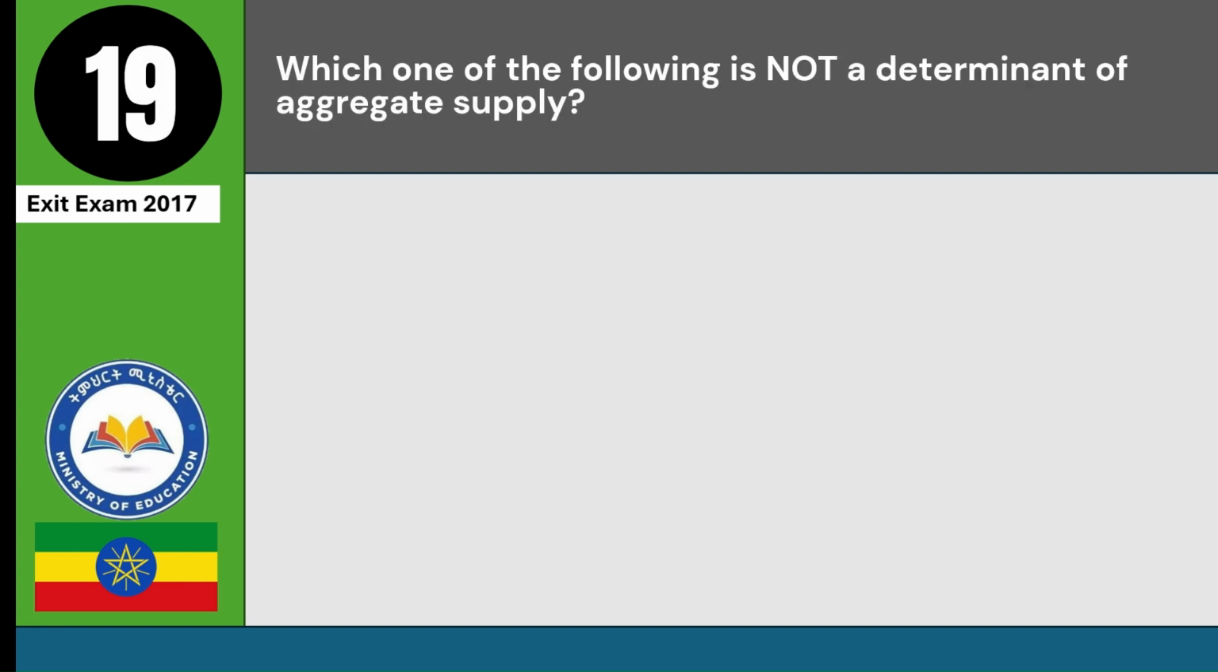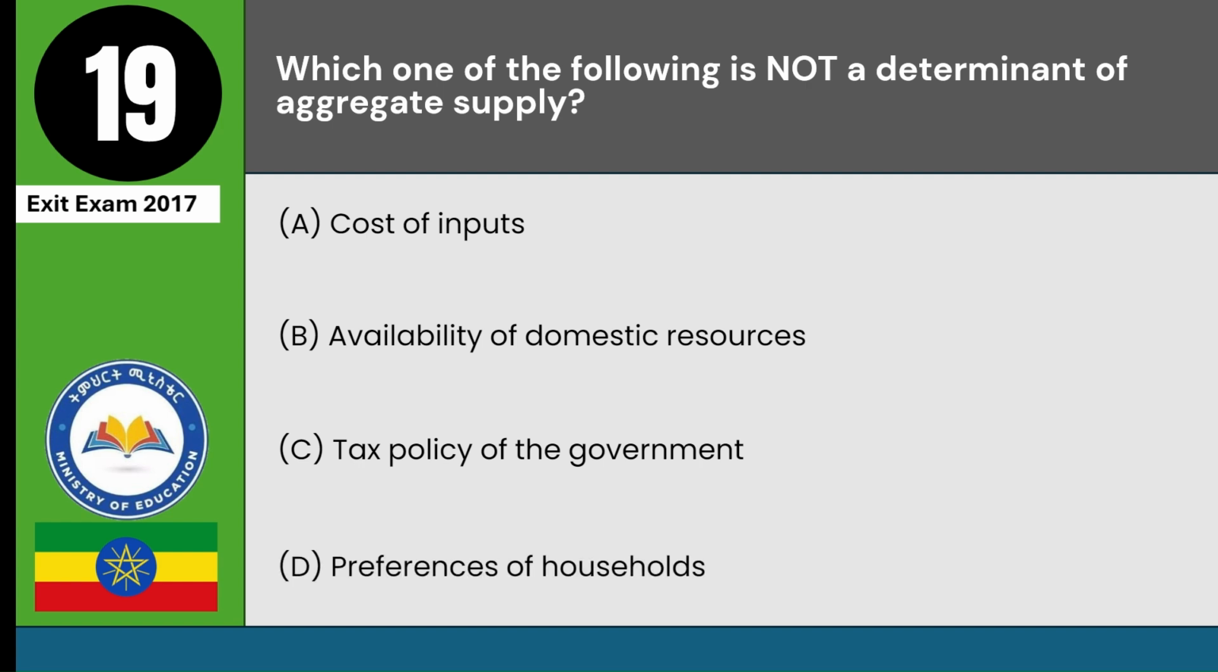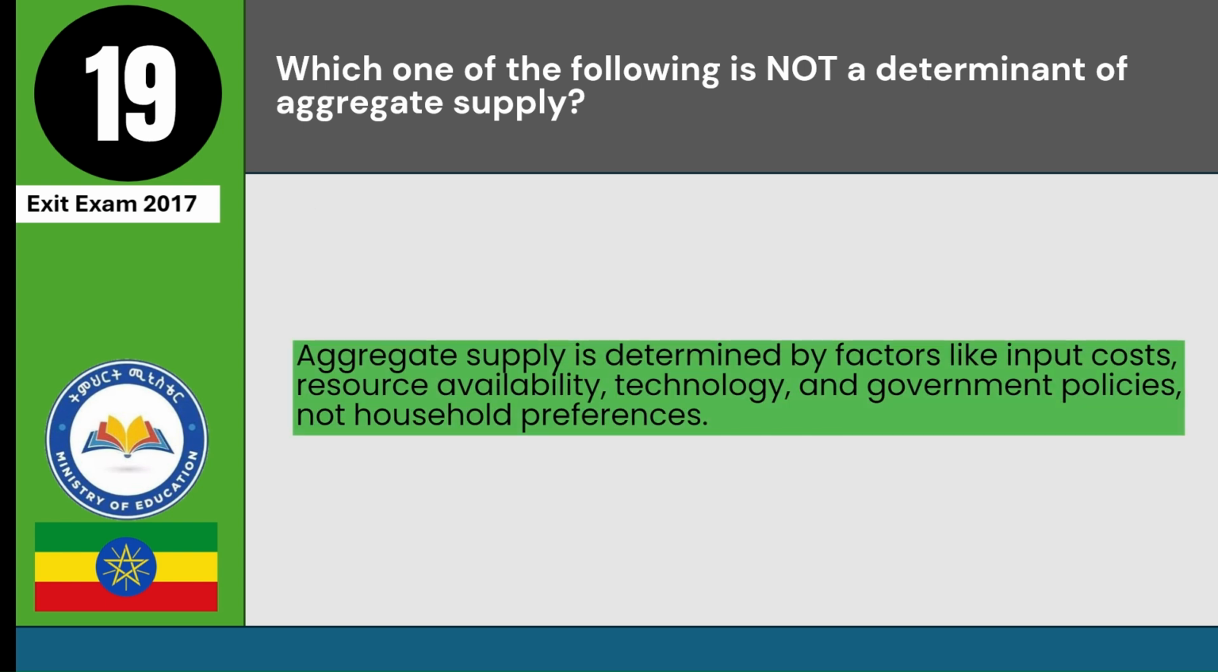Which one of the following is not a determinant of aggregate supply? A. Cost of inputs. B. Availability of domestic resources. C. Tax policy of the government. D. Preferences of households. Answer D. Aggregate supply is determined by factors like input costs, resource availability, technology, and government policies, not household preferences.